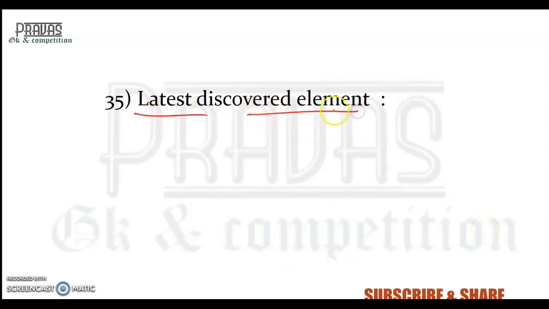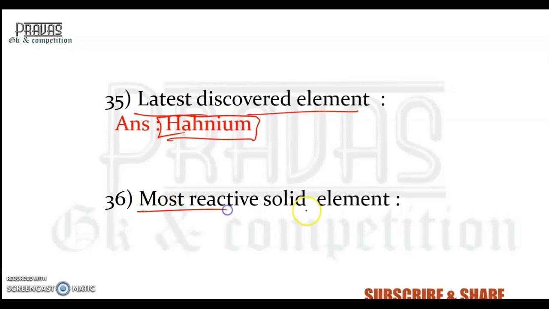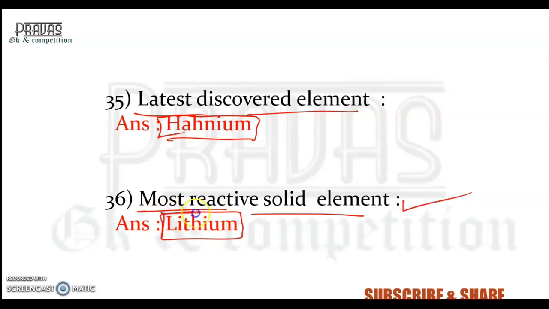Latest discovered element is hanium. Remember, hanium is the latest discovered element. Most reactive solid element. The most reactive solid element is lithium, and potassium is the most reactive metal.